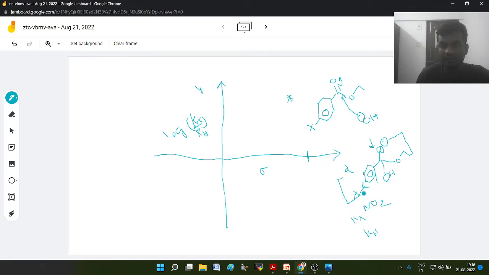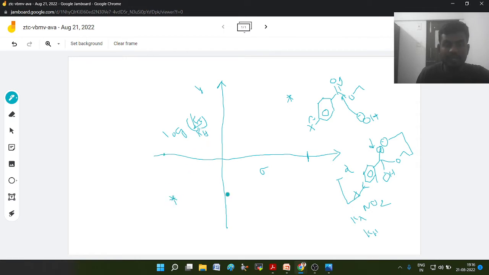Similarly, what happens if we use NH2? NH2 has an electron releasing effect, so the rate will be less here, because this NH2 group will push electron to this carbonyl center. So this rate determining step, which is the nucleophilic attack at the carbonyl center, would be diminished. So the rate will be less, and the sigma value is let's say around here. So I will have a point here.